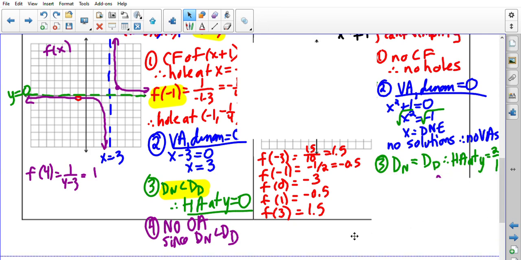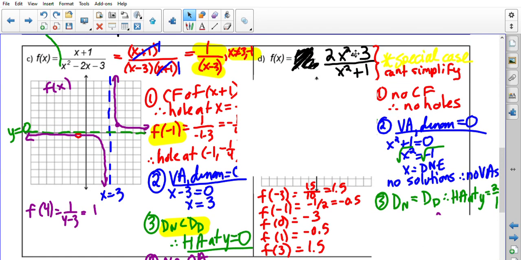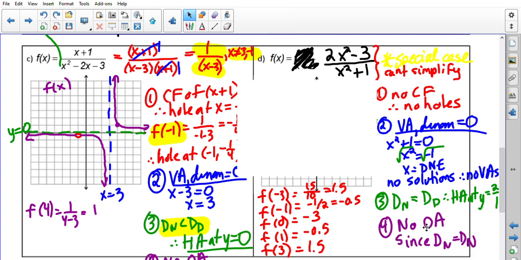Part 3. I noticed that the degrees are the same in the top and bottom. They both have degree of 2. So that means I know I'm going to have a horizontal asymptote at y equals a over c. So a in this case is the number 2, and c is the imaginary number 1 in front of the x squared at the bottom. So horizontal asymptote at 2 over 1. And because there's a horizontal asymptote, there is not an oblique one. Right, because that means the degrees are the same.